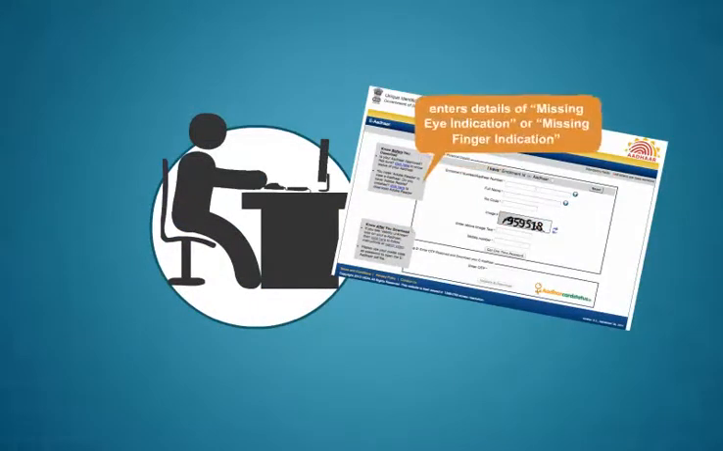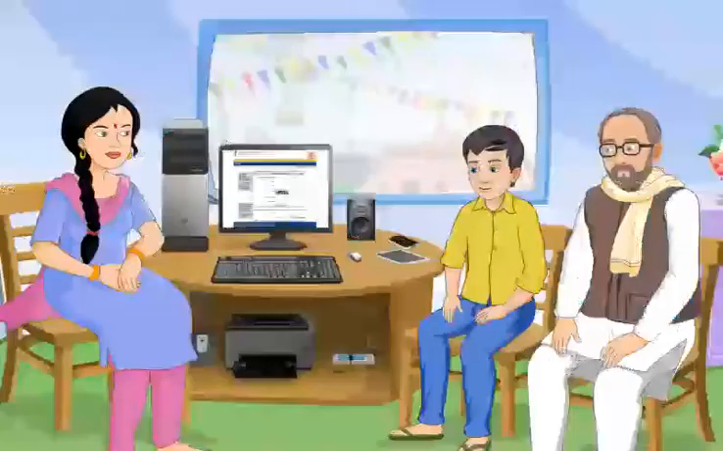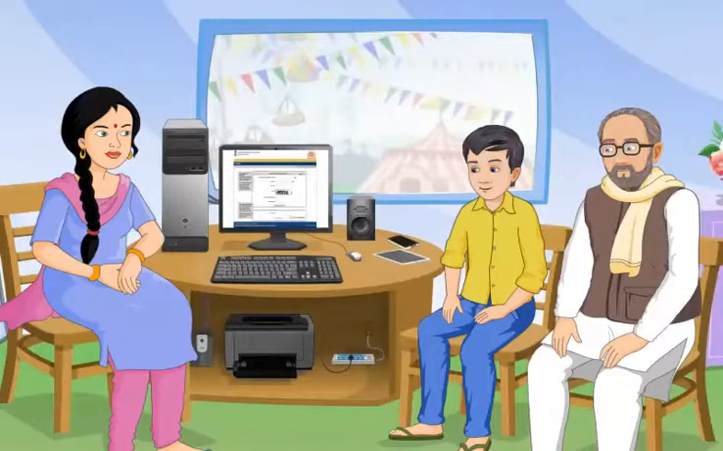Operator enters details of missing eye indication or missing finger indication as appropriate. Step 7. Enrollment operator checks if resident wants an Aadhaar-enabled bank account. After this, the operator will ask you whether you want to link your current bank account to your Aadhaar or want to open a new bank account on the basis of your Aadhaar.